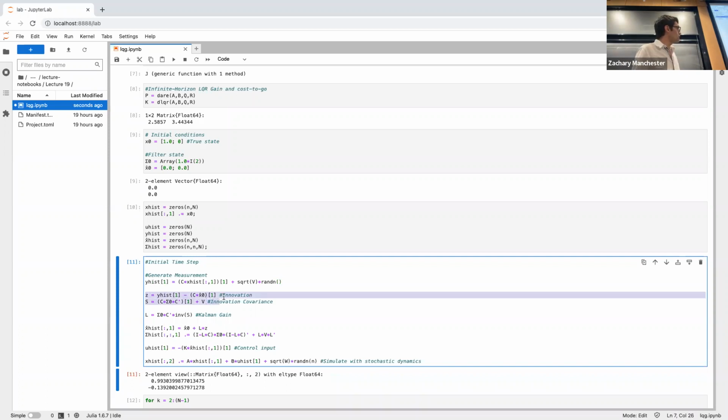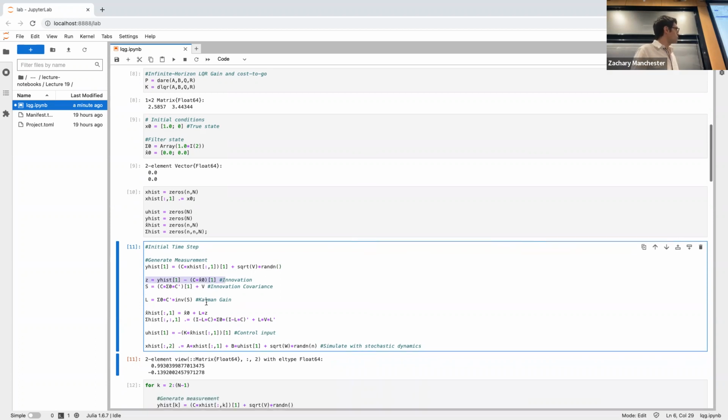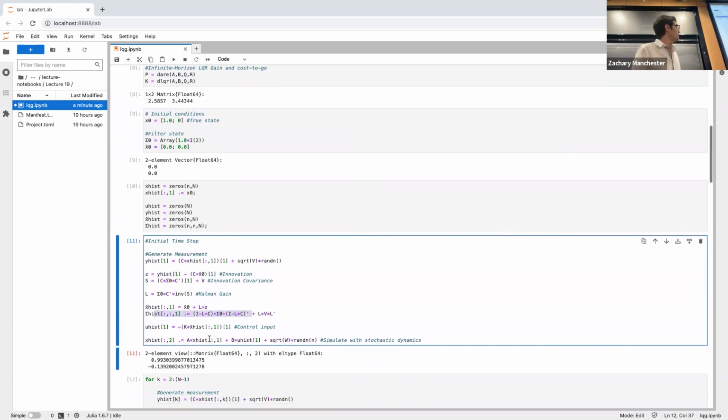We're going to compute the innovation. Note that's the x hat, right? Innovation covariance, just like we wrote down. Kalman gain, just like we wrote down. Then we do our state update and covariance update. We plug our x hat, our state estimate, into the controller, like we said, certainty equivalent. Then we simulate this with the true state and the control I just calculated using the estimate, and add noise to it because it's stochastic dynamics, right? So that's the whole thing. Any questions about that? Cool.